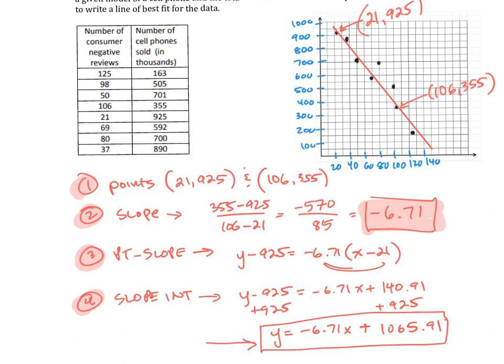And again, the power of this is that if you have a certain number of negative reviews, you can predict how many phones you will sell, right? So if you say you got 37 negative reviews, that's actually a number on here. But if I had maybe 45 negative reviews, I should be able to use this equation to predict how many phones I might sell based on this table and based on the data. So that's why lines of best fit can be pretty powerful.